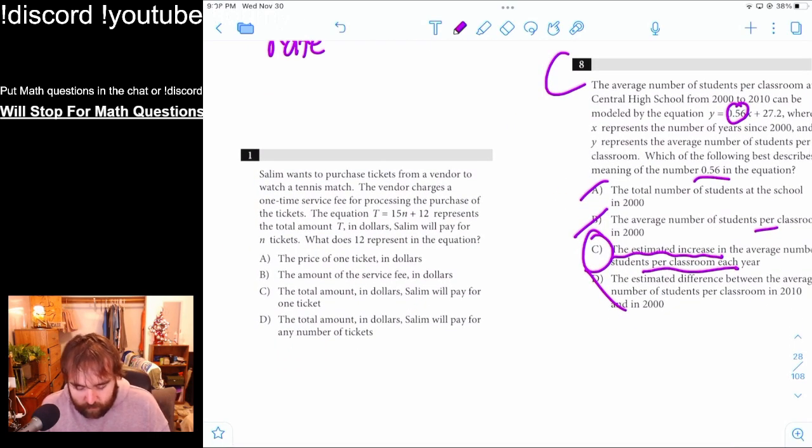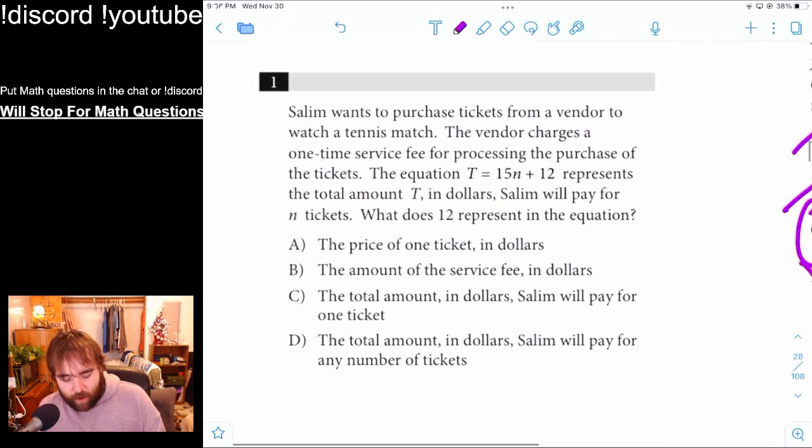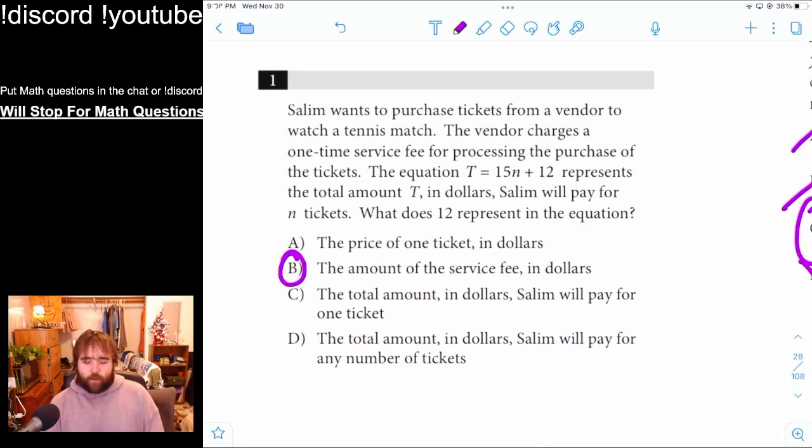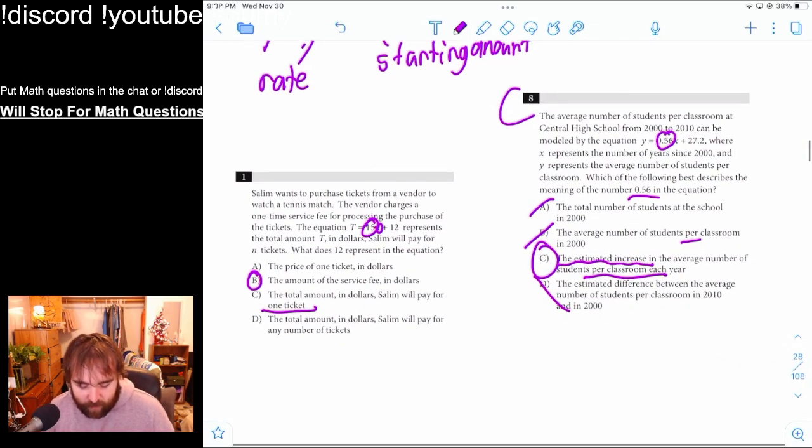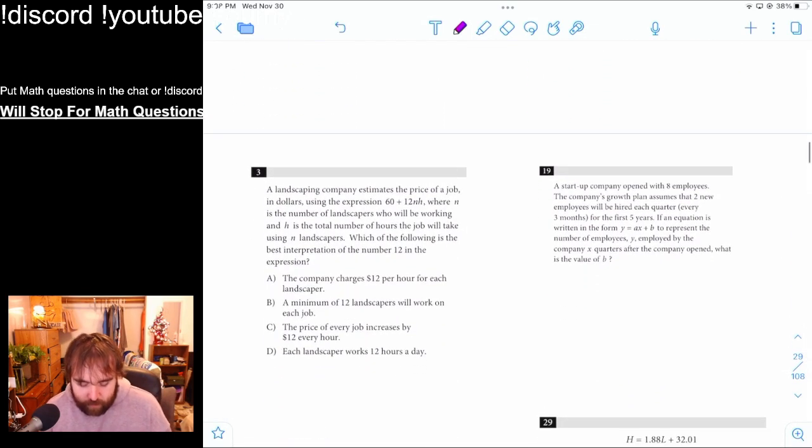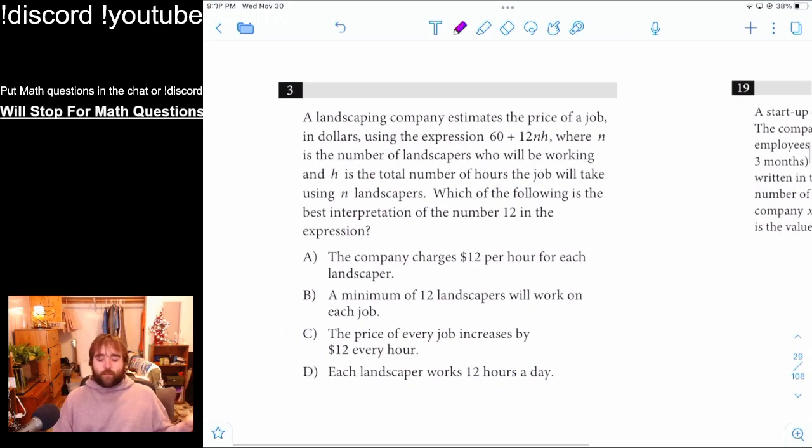All right. Next, Celine wants to purchase the tickets from the vendors. We have the equation. What does the 12 represent? So 12 is the starting value, starting amount. So what does the starting amount mean when it comes to ticket sales? Well, it's the service fee. It's the amount you pay no matter what. You could also think about how if you bought 0 tickets, if n equals 0, you would still be paying that $12 because that's the service fee. The total amount you'd pay for one ticket, that's going to be the 15, because that's the price per ticket. But that's not what they're asking about. They're asking about the 12. So all these are so similar when you just realize that that's what you're looking for.